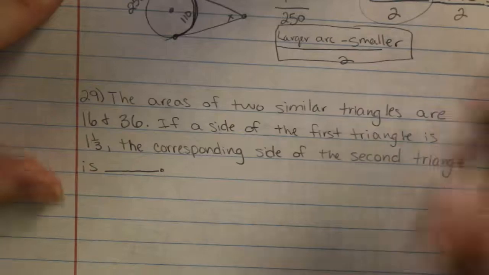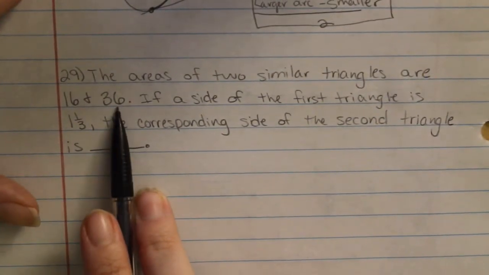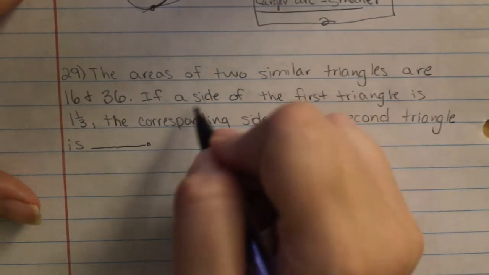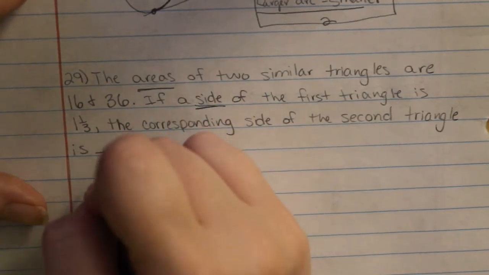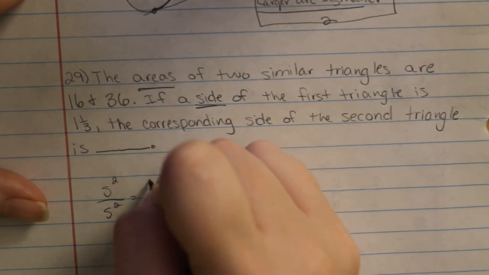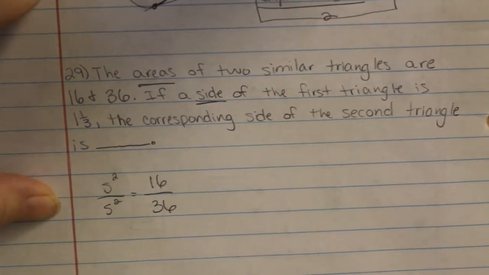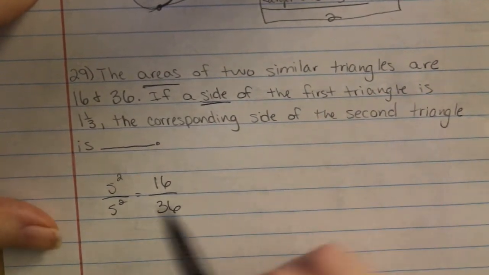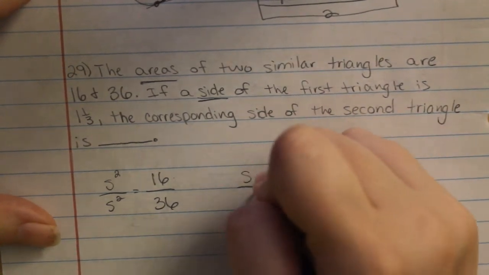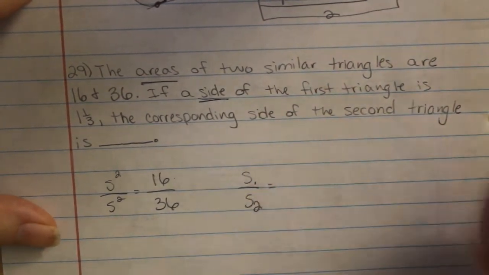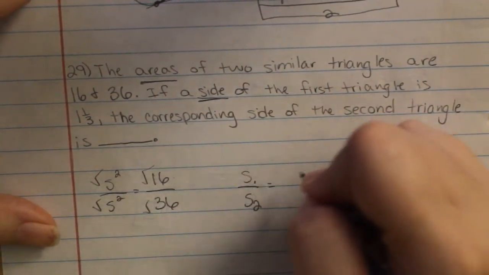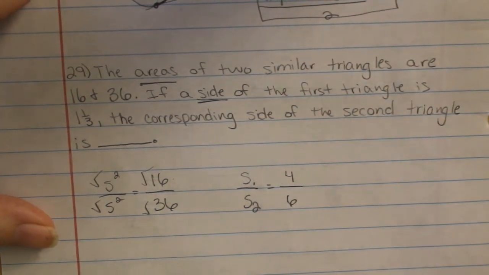Okay, the areas of 2 similar triangles are 16 and 36. If a side of the first triangle is 1 1/3, the corresponding side of the second triangle is blank. I'm going to underline sides and areas. So I know that side squared over side squared is going to give me my areas, which are 16 over 36. I'm going to show you the easiest way to go backwards from this. I'm actually going to find the ratio for the sides by taking the square roots of these. So I'm going to have side 1 over side 2 is equal to the square root of 16 over the square root of 36, because if I square root everything, it keeps it even. So the square root of 16 is 4, and the square root of 36 is 6.